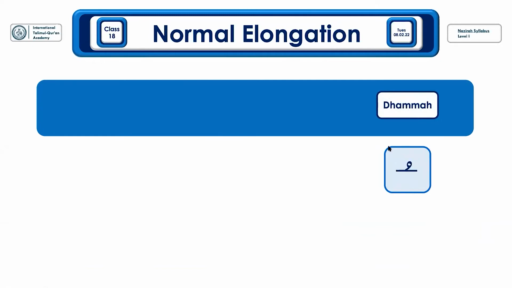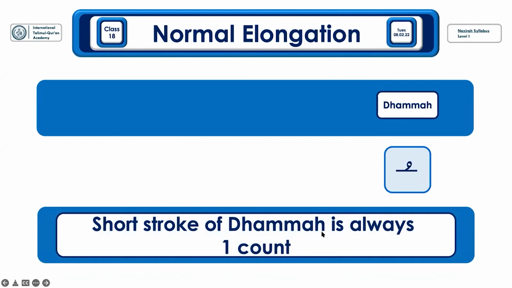Before that, we need to know what this stroke is. This stroke, which looks like a tiny waw, is known as dhamma. You all might be knowing this, right? This short stroke of dhamma is always prolonged for one count or 1 second.